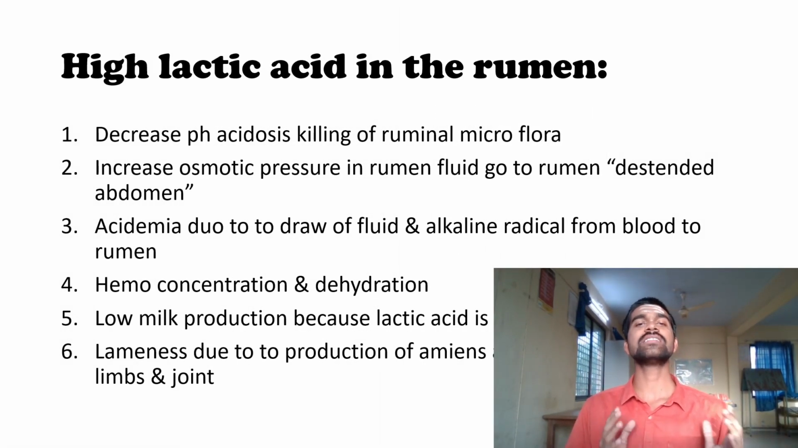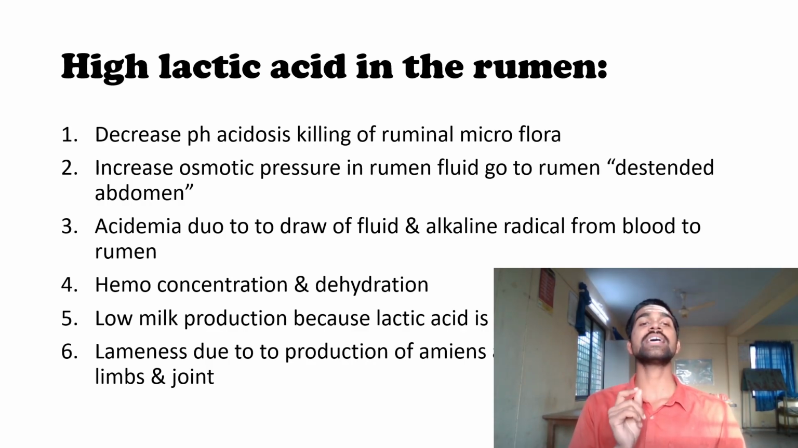So high lactic acid in the rumen. The main cause of infection here is lactic acid, which plays a very important role. There is decrease in the pH. Decrease in pH means increase in acid contents. Acidosis means increase in acid, killing of ruminal microflora. The bacteria and fungi which help in the digestion of carbohydrates will be decreased during the infection. Increase in osmotic pressure in the rumen fluid leads to distended abdomen. Distended abdomen means there will be pressure from inside the stomach.